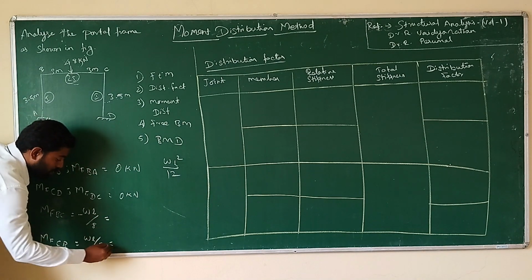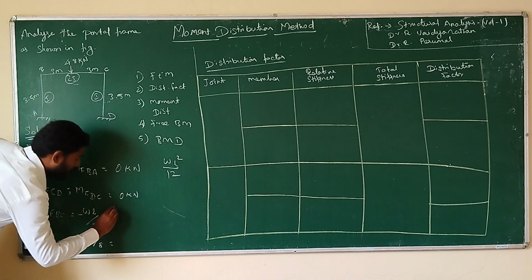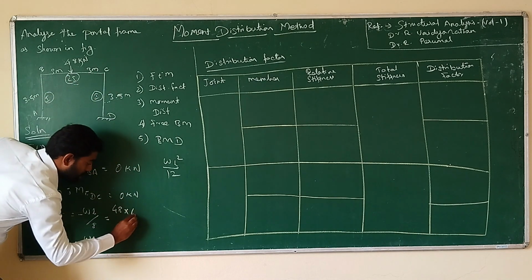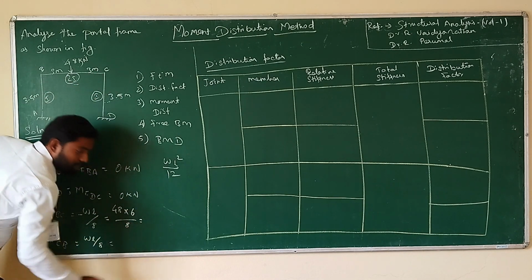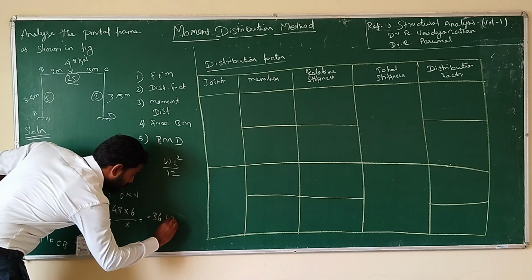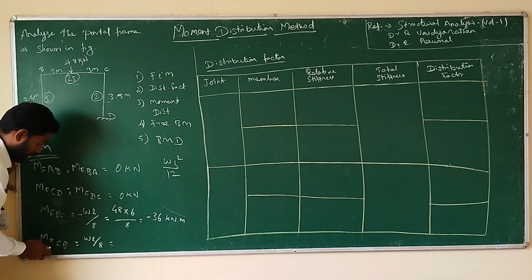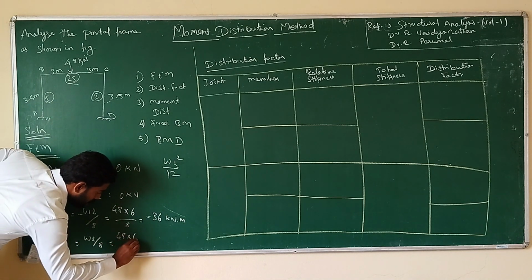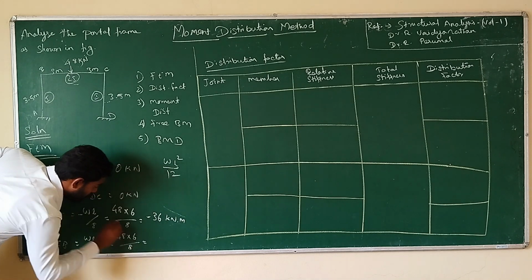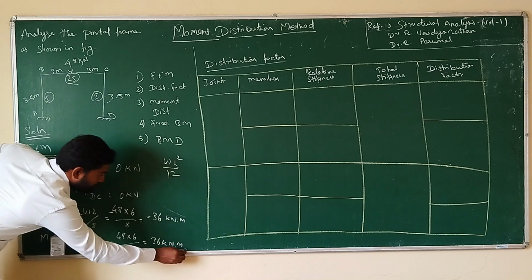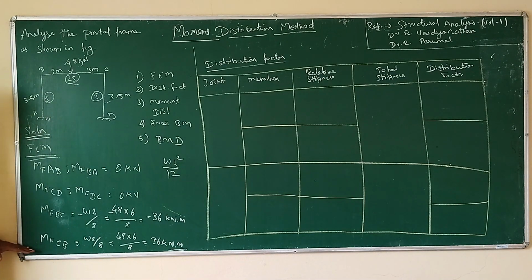By solving this, the load W is 48 into L, which is 3 plus 3, 6, divided by 8. Solving this, we get the value 36, so MFBC is minus 36 kilonewton meter. In the case of MFCB, it will be 48 into 6 divided by 8, so that is 36 kilonewton meter. That's how we get the first step, the fixed end moments.